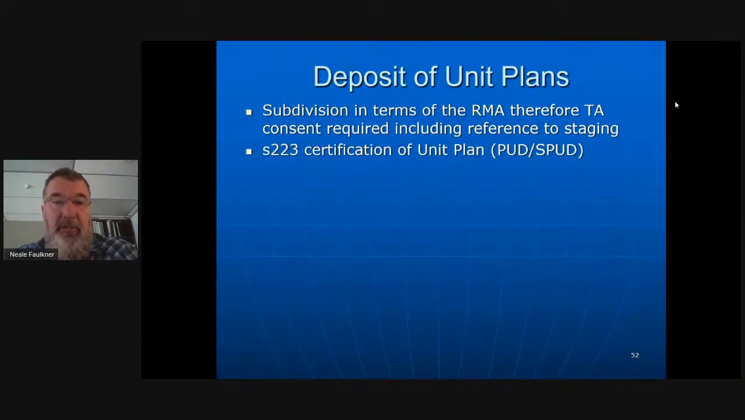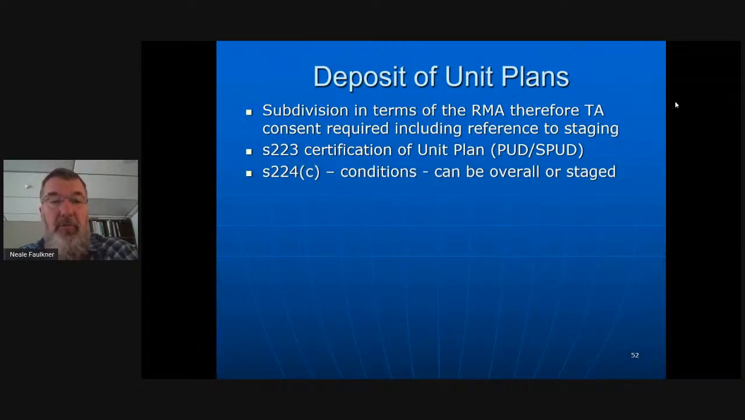You need a 223 certificate that goes on the PUD, on the standard unit plan if it's just a complete development, or if it's a staged development, on the PUD or the SPUD plan. That's where the 223 sits on those plans. The 224C can be staged or it can be overall, and that's why it's important to let council know when you're making an application that it is proposed to be staged, because then you can have staged conditions. So you can get a 224C certificate for each of your staged plans.